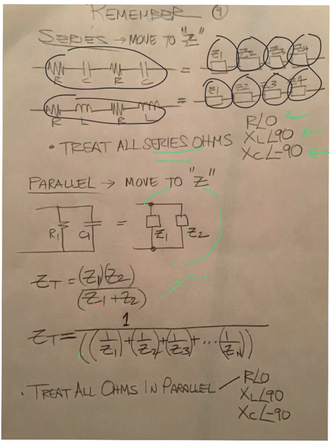Once again, treat all the ohms that are in parallel. If it's resistance, treat it as 0 degrees. If it's an inductor, add an angle of 90, and if it's a capacitor, X sub C of minus 90. Now, as you move into the bigger and bigger problems, they automatically calculate X sub C and X sub L for you, so you won't have to do that.